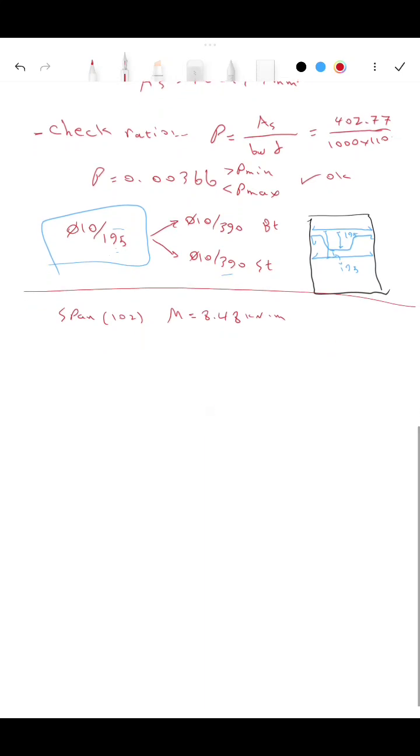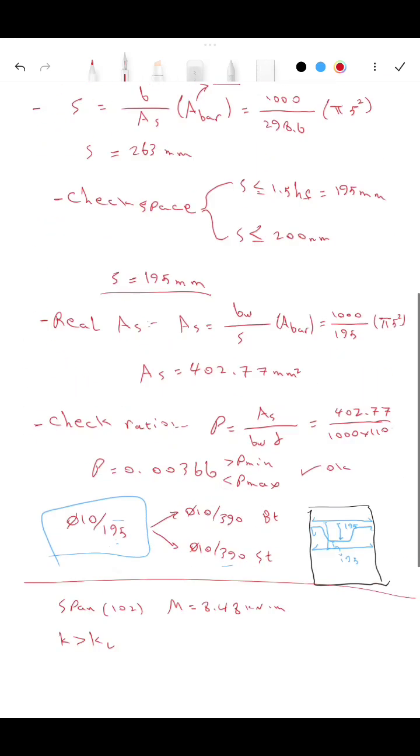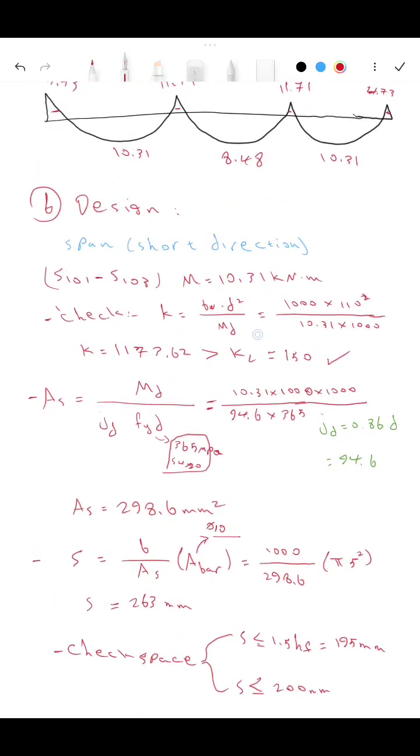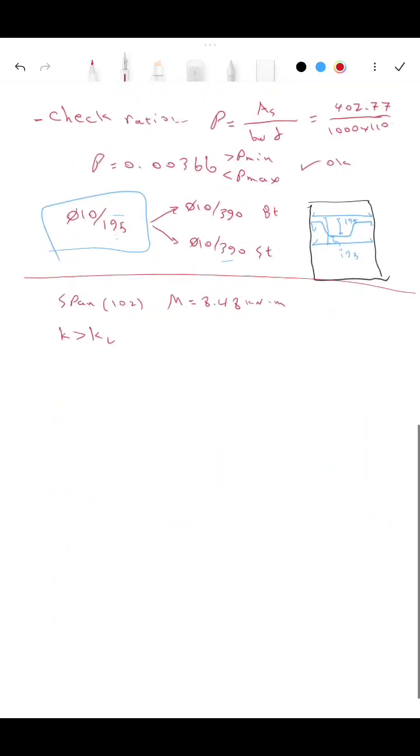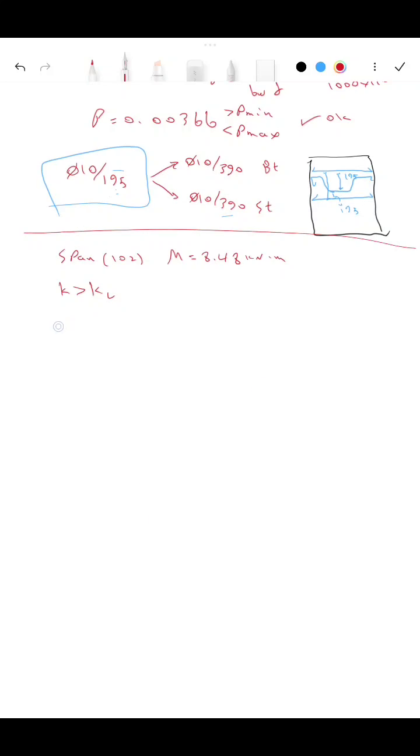So first of all we will calculate the K. K will be bigger than KL directly. I'm not going to calculate it because logically the difference was so big here. This one will be less or more, but not a big difference. So in all cases it will be more than the KL.